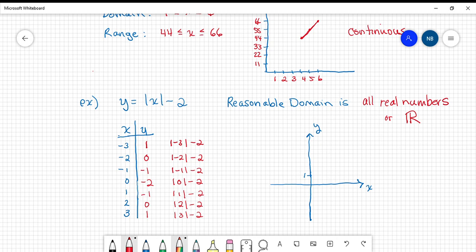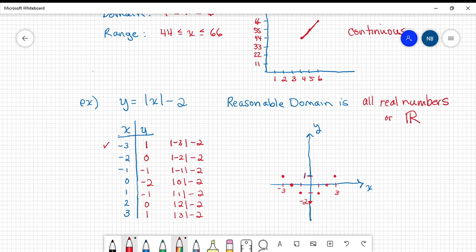I'm going to label my x-axis from -3 all the way up to +3, and my y-axis, let's see, +1 is the biggest number, -2 is the smallest number, and now I'm going to draw my graph. -3 is partnered with +1. -2 is partnered with 0. -1 is partnered with -1. 0 is partnered with -2. 1 is partnered with -1, 2 with 0, and 3 with 1.